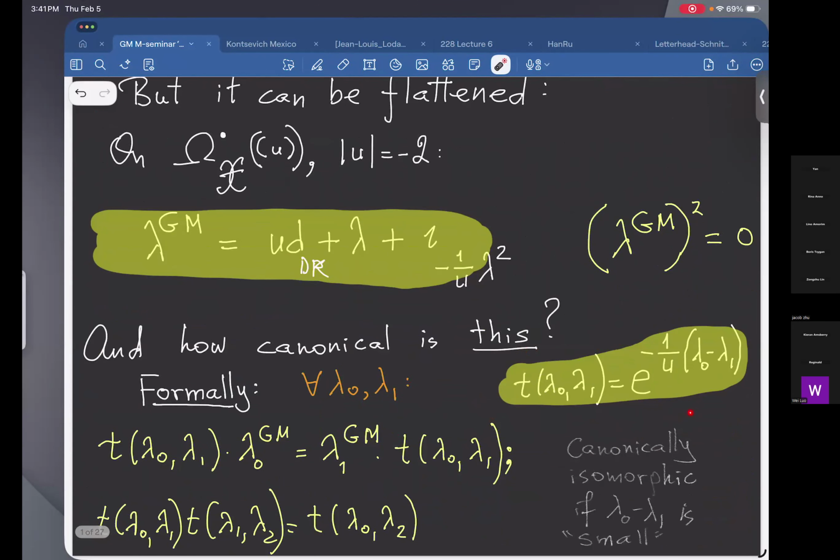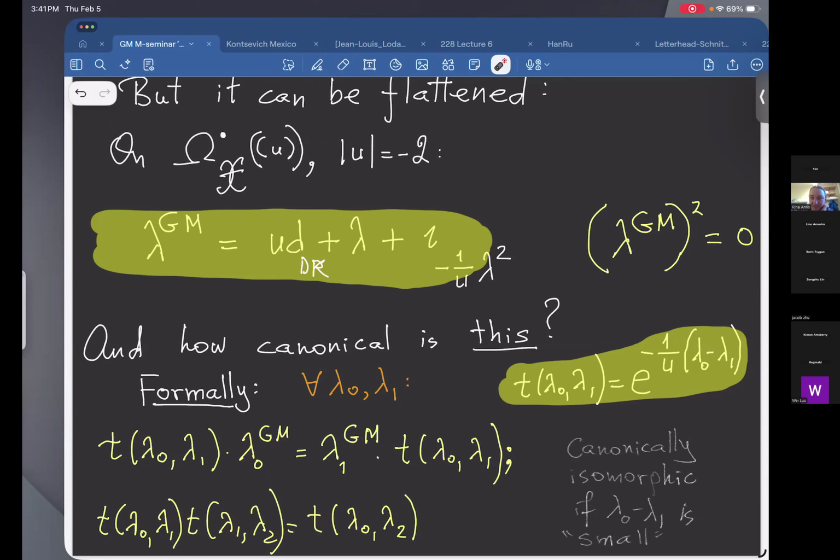And if you have two connections, then their difference is nilpotent. So it's actually a finite sum. Is it nilpotent? Yeah, because their difference is a one-form on the base. But if the degree of u is -2, what does it mean that u equals 1?